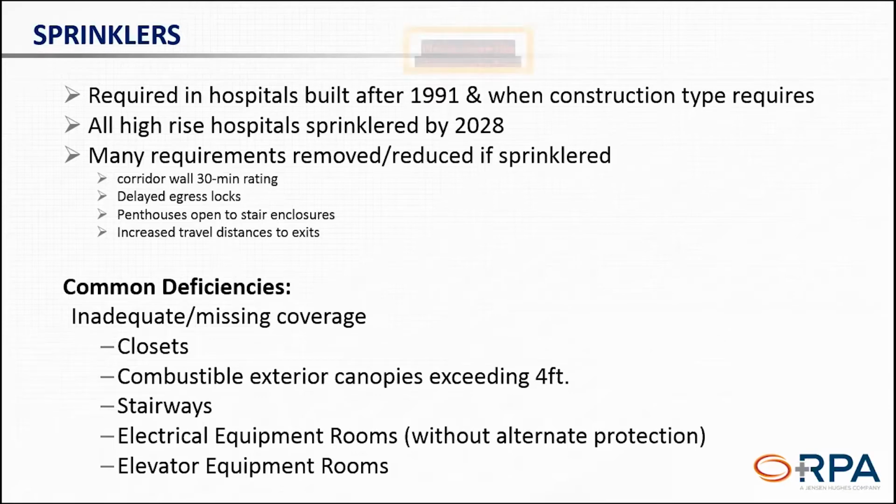Combustible exterior canopies, if they're exceeding 4 feet. If you have an exterior canopy on your building that is made of combustible material, namely an awning or some sort of wind catch, some sort of rain awning that's connected to your building, that combustible exterior canopy will have to be sprinklered if you want to have your building be considered fully sprinklered.